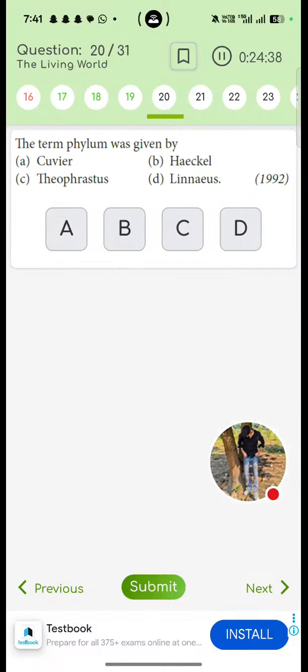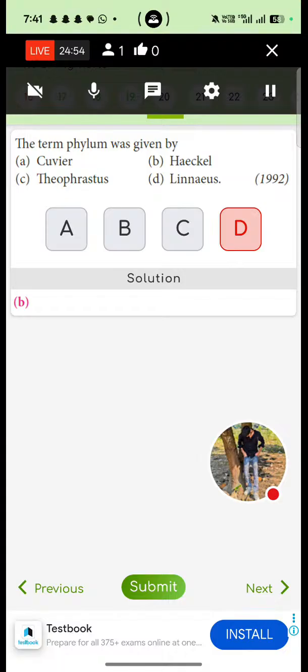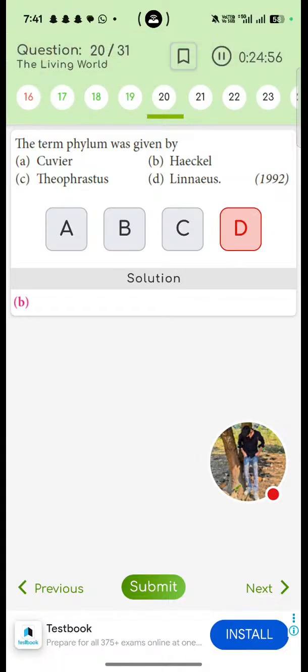Next question. The term phylum was given by Cuvier, Haeckel, Linnaeus, or Theophrastus. Phylum was given by Linnaeus? No. The term phylum was given by Haeckel.